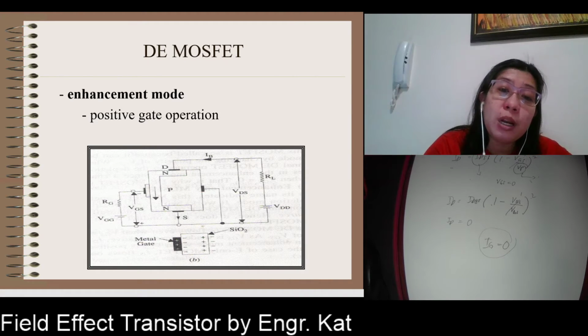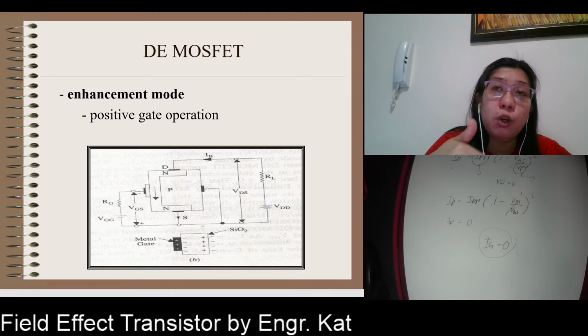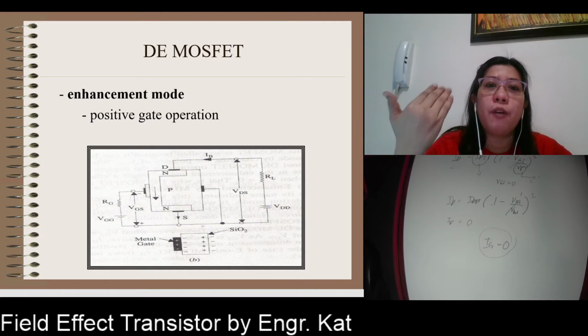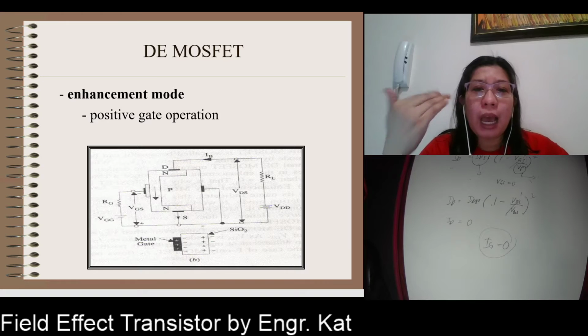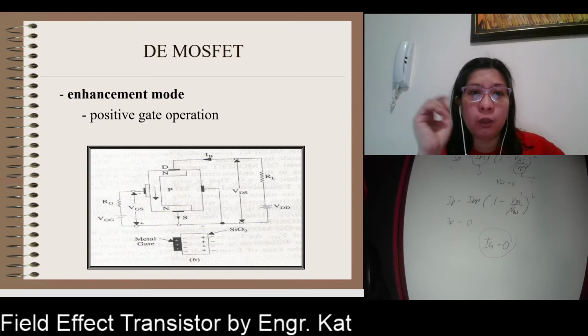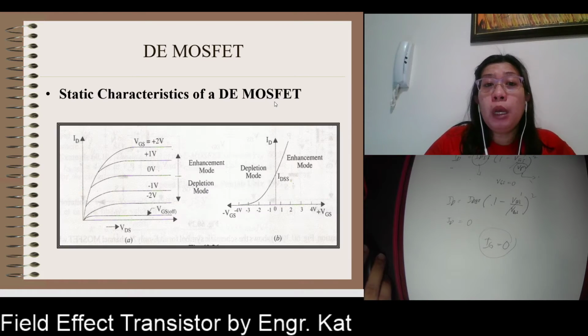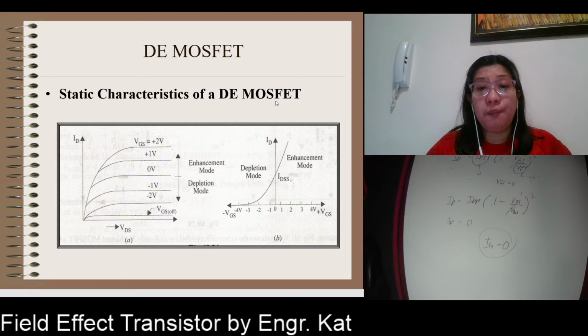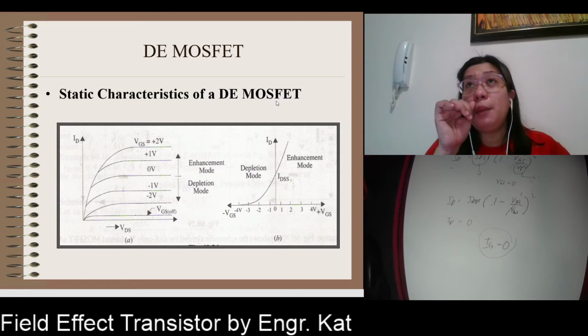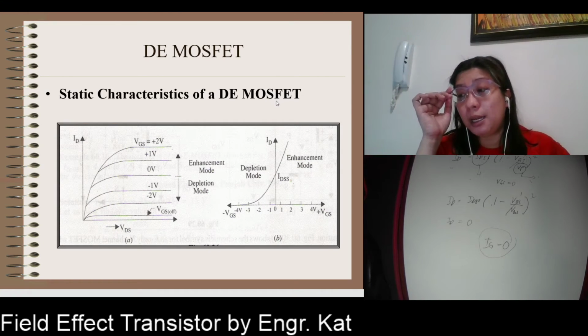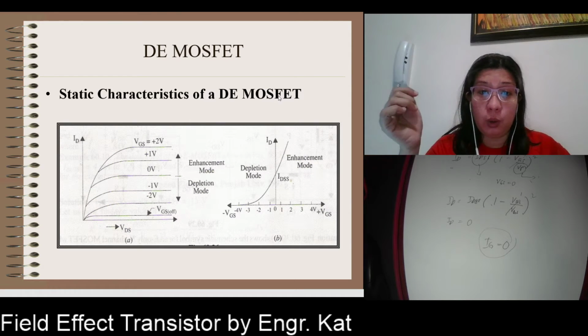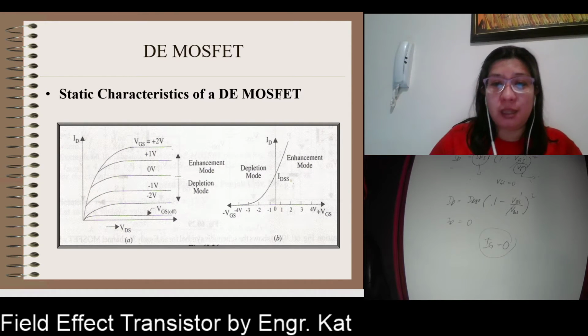So if you have more electrons flowing from the source going to the drain, that means we have higher current, we have higher drain current compared to the enhancement, compared to the depletion mode type. So since they are just the same, they both use the Shockley's equation. Okay. However, look at the difference.